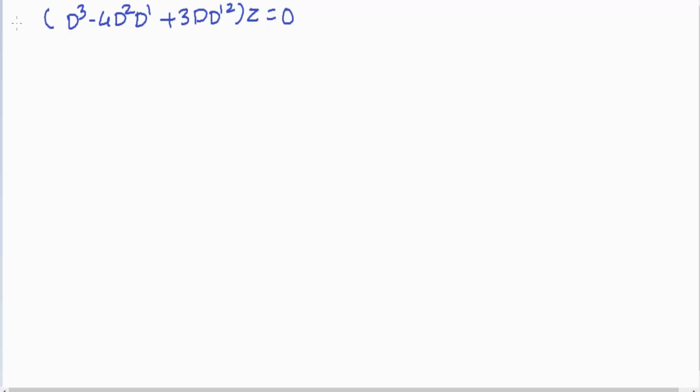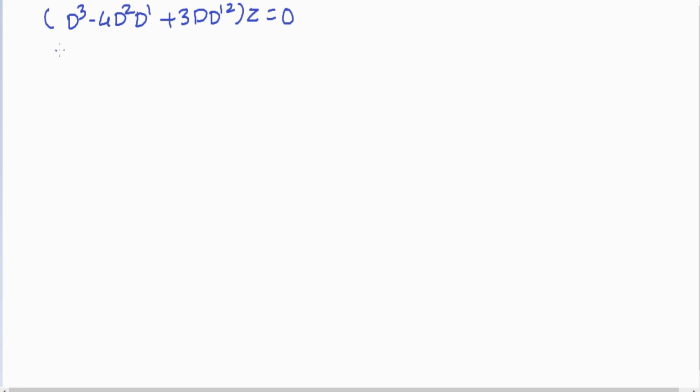We will see how to solve linear homogeneous partial differential equations with constant coefficients. This is a simple example: D cubed minus 4D squared D dash plus 3D D dash squared z equals 0. To solve this, first we need an auxiliary equation.